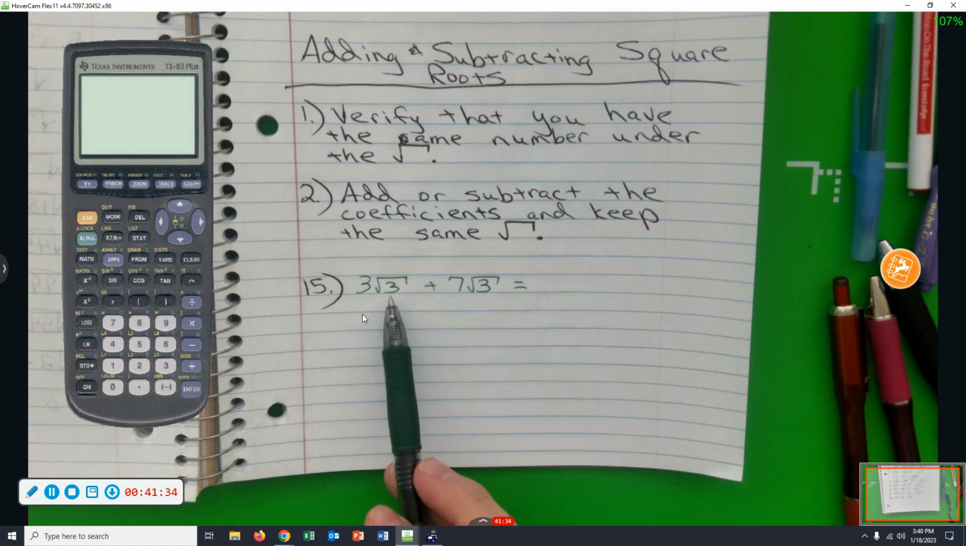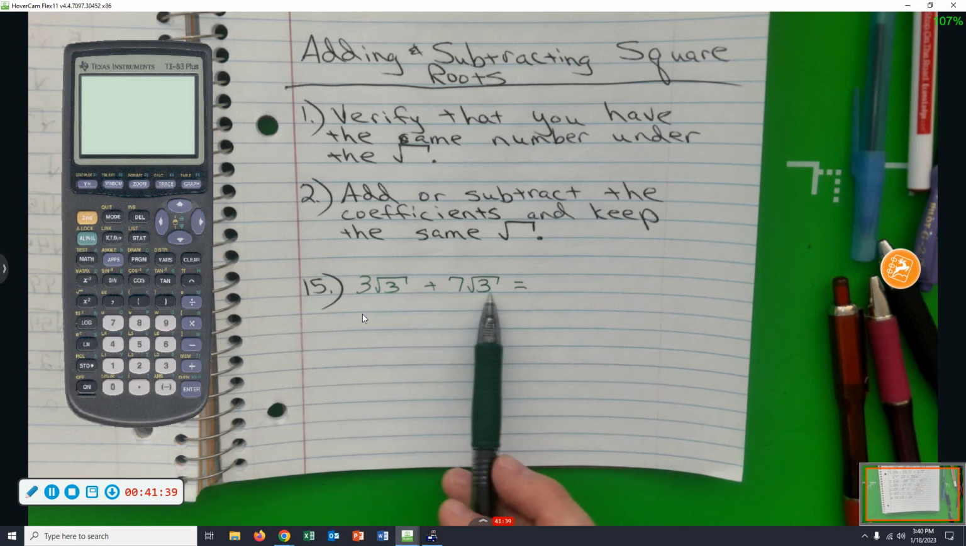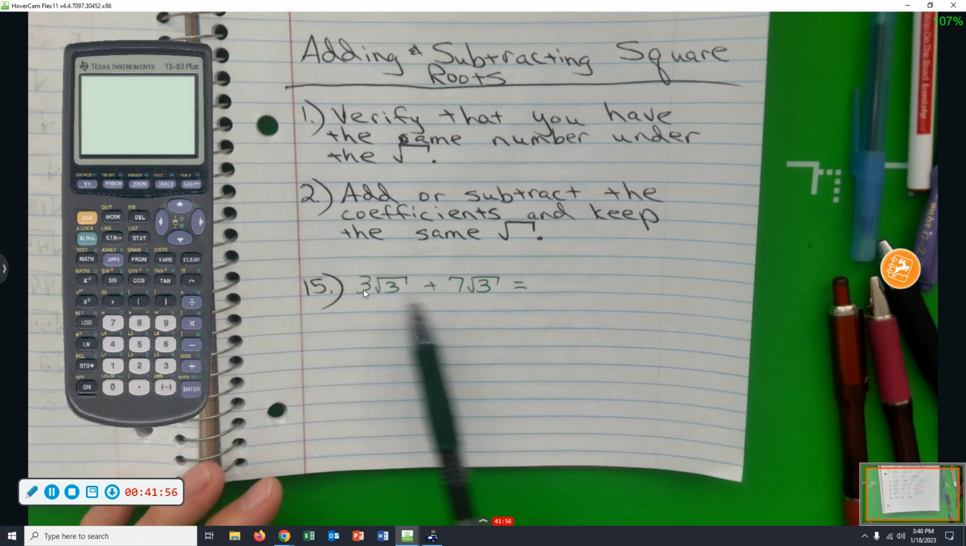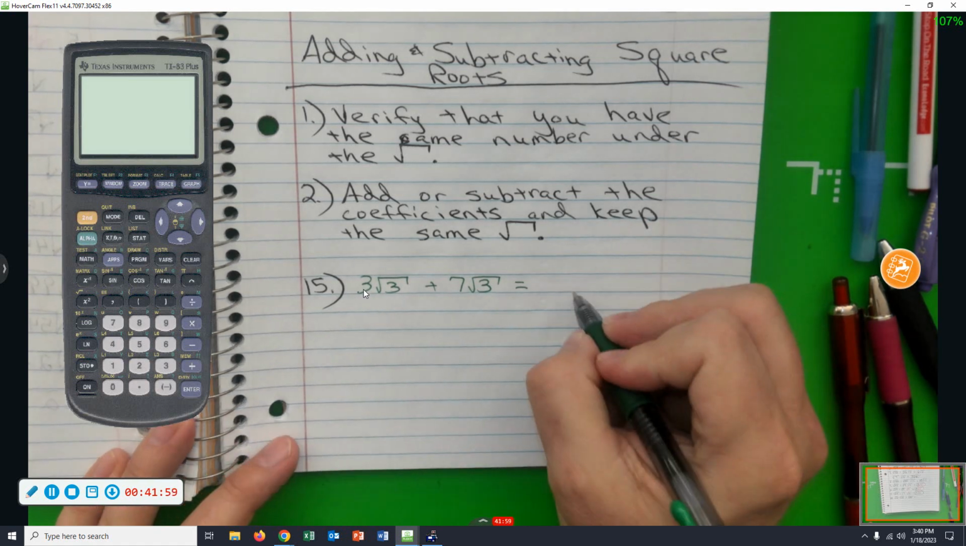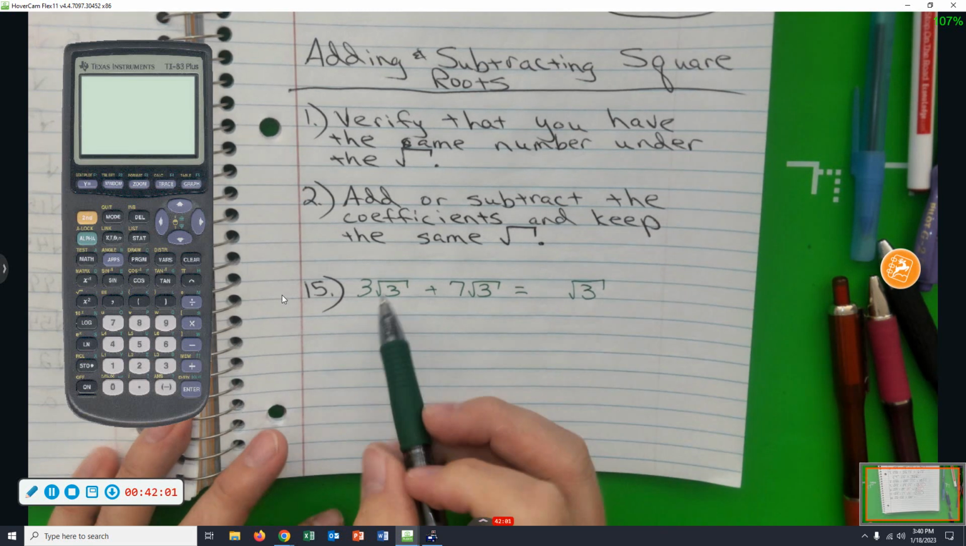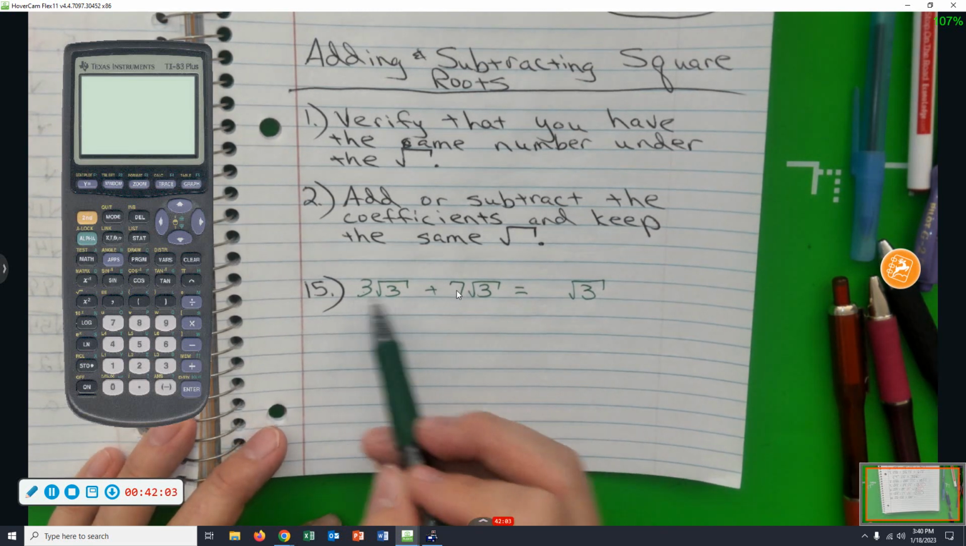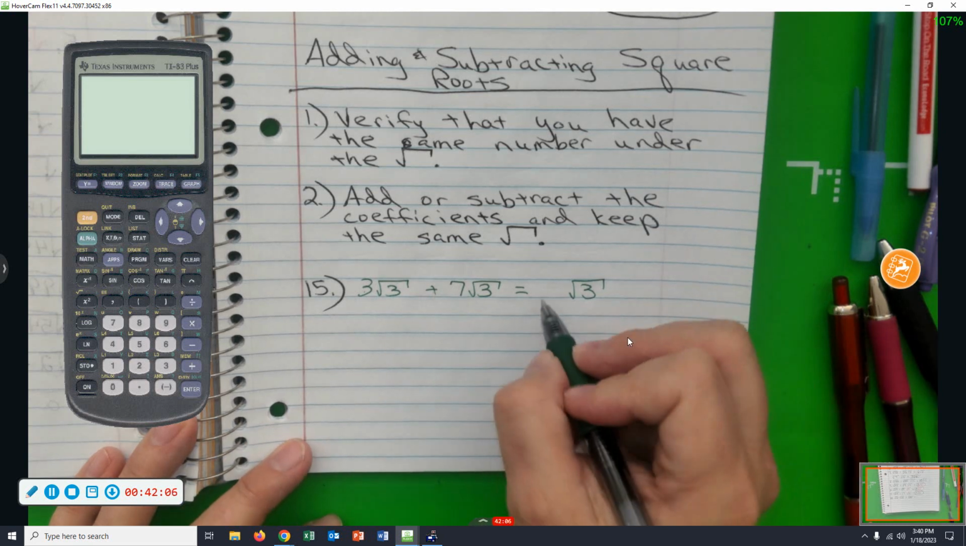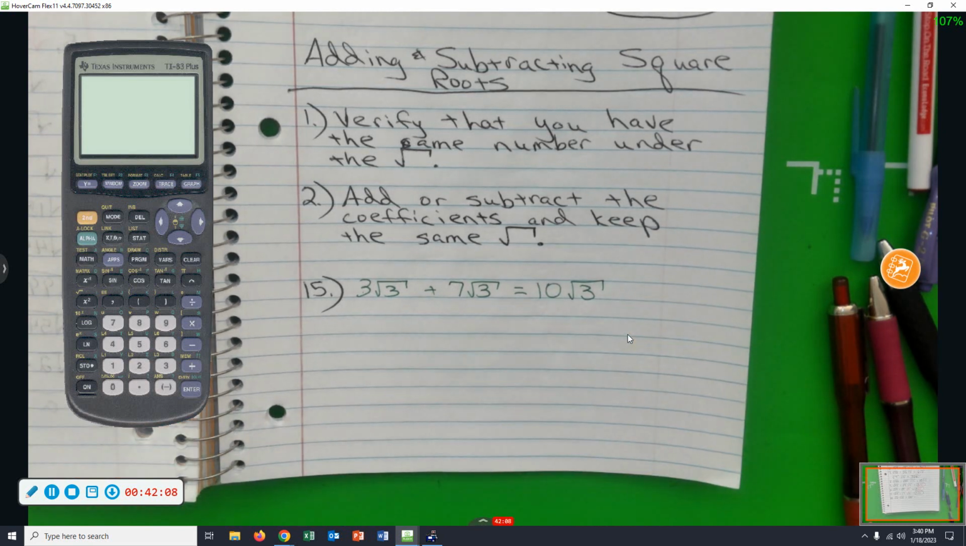Now if this were multiple choice, and it's not, but back in the olden days when this was Pearson, I think it was Addison Wesley back then, everything was multiple choice. So there'd be choices like 10 square root of 6, 10 square root of 3, 21 square root of 3, 21 square root of 9. Which one of those answers would be right? You keep the same radical, the square root of 3, and then 3 plus 7. In this case, we're adding the coefficients. I agree with 10 square roots of 3.